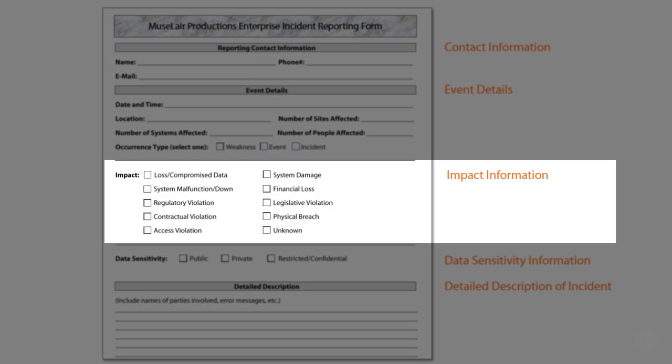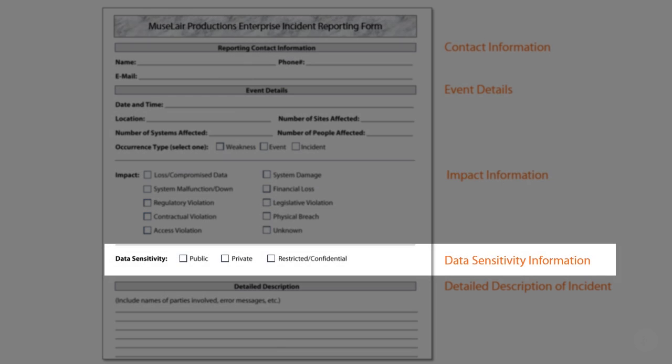There's also the impact information. What kind of damage was done and how would you want to respond to this incident? What about the data sensitivity issue? There's a section for that. Is it public data? Is it private data? Is it restricted or confidential data? Depending upon the kind of data that was compromised, your reactions and responses may be different.